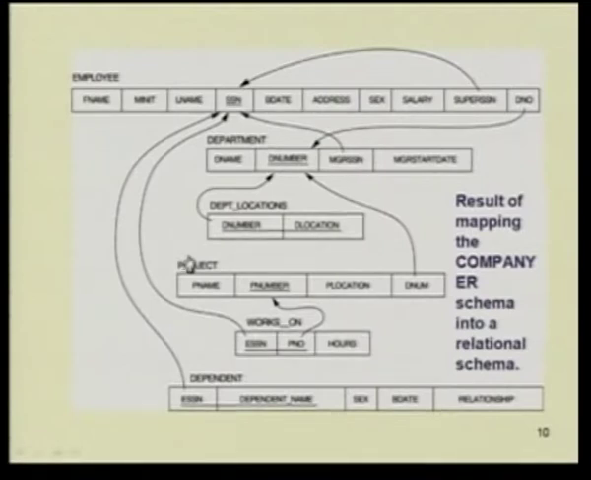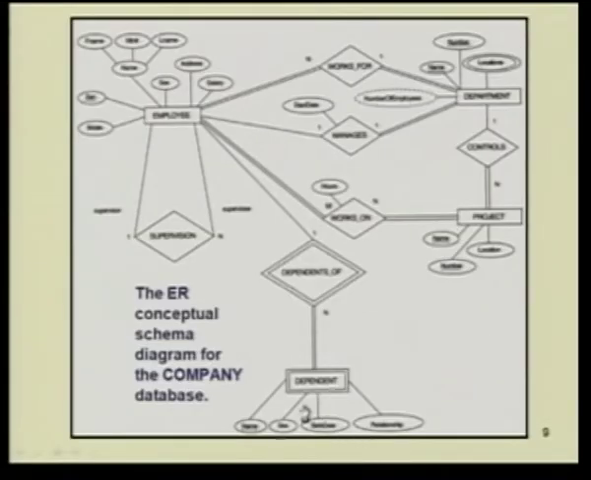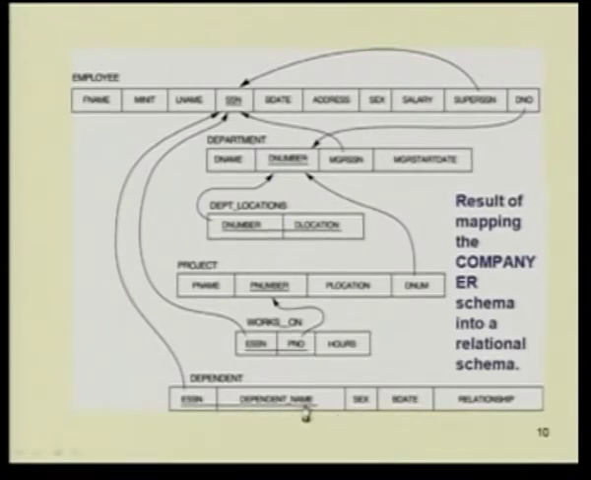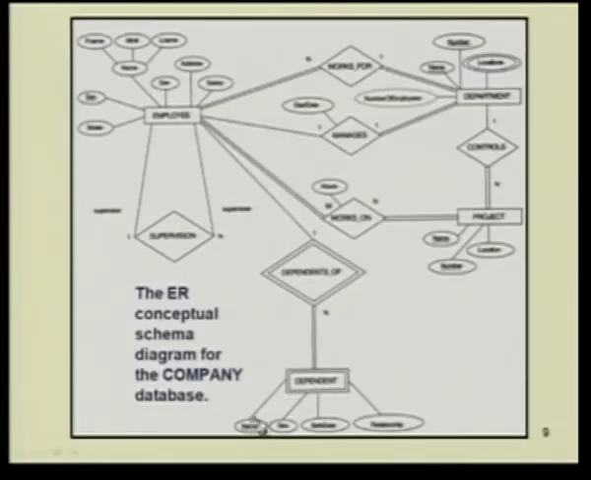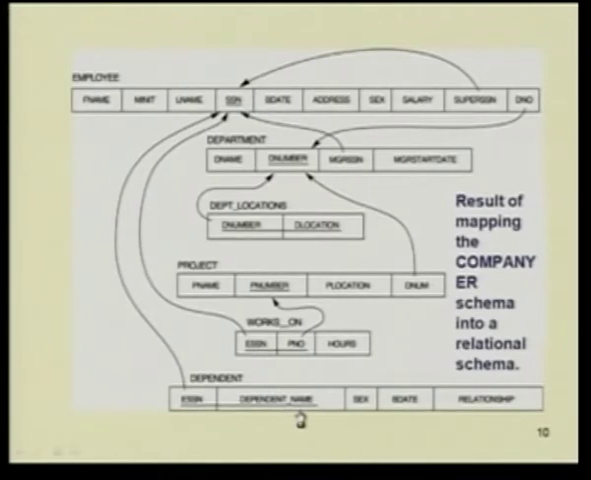So, let us go back to the figure. Here you have the dependent relation. Dependent has name, sex, birth date and relationship. In addition, employee is the owner of the dependent relation. So, the primary attribute of the owner comes here as the primary attribute of the dependent relation as ESSN, and this along with the partial key, which has been noted here as partial key, these two together form the primary key of this particular relation formed out of the weak entity type. So, that is the second step.